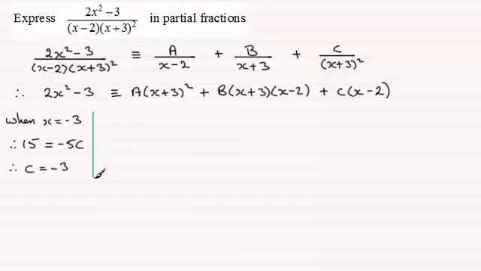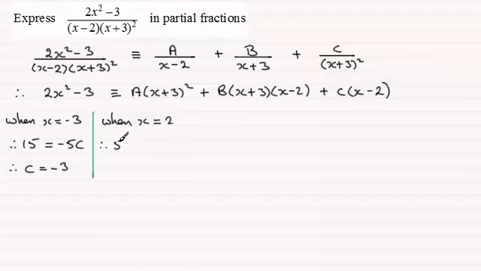Let's see what other value we can make x. Well, we can make this bracket here 0 by choosing x to be 2. So we'll go for that one. When x equals 2, over here we're going to have 2 squared, which is 4, times 2 is 8. 8 take away 3 is going to leave me with 5.